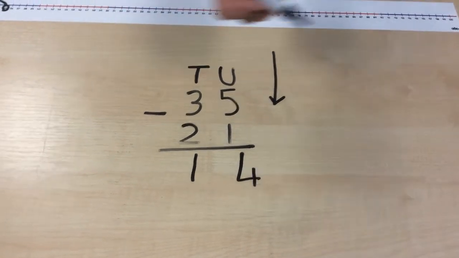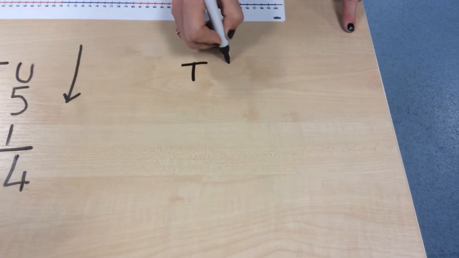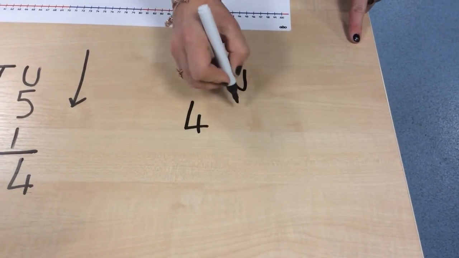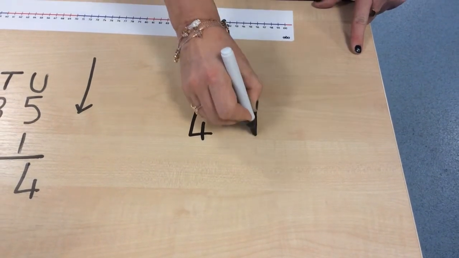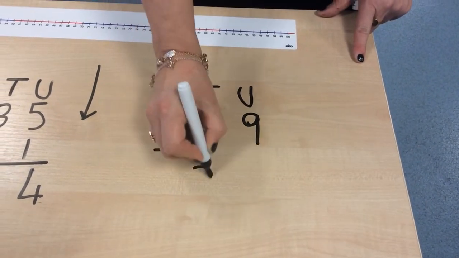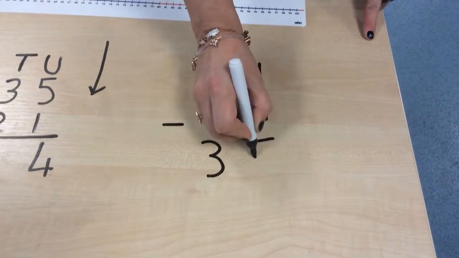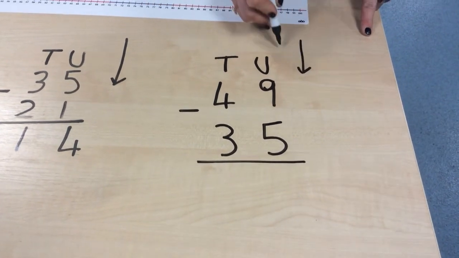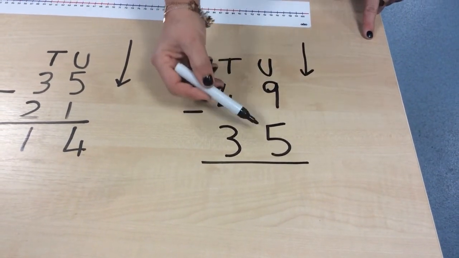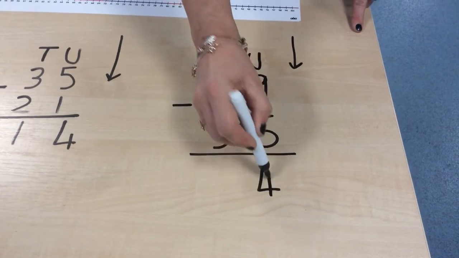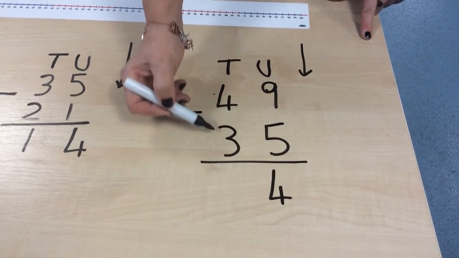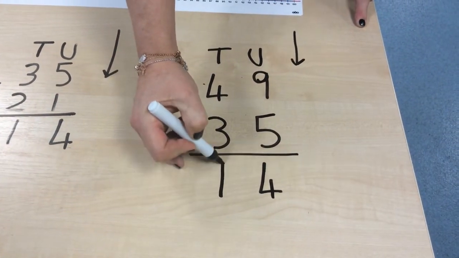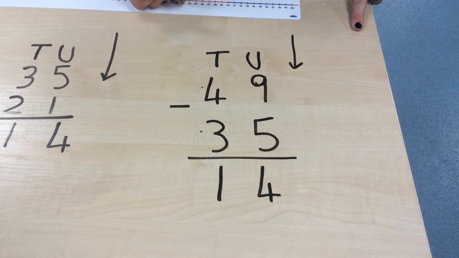Should we try another one? Lining up my tens and my units. So this time I have 49 and I am going to take away 35. Remember, I'm going top to the bottom. 9 take away 5 is 4, and 4 tens take away 3 tens is 1. So I've got 14 again.